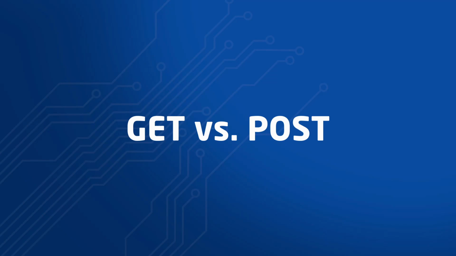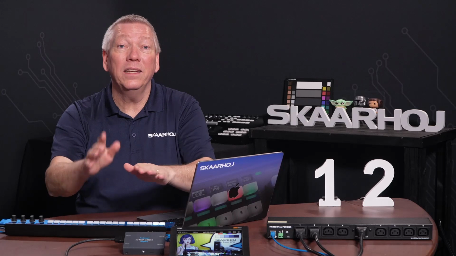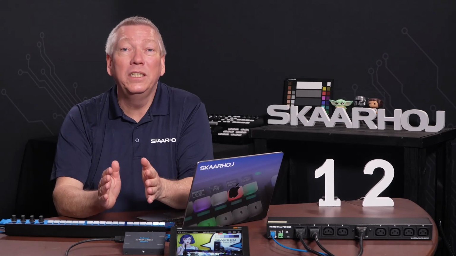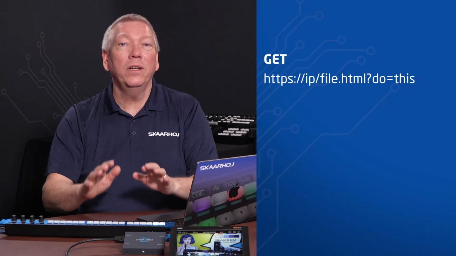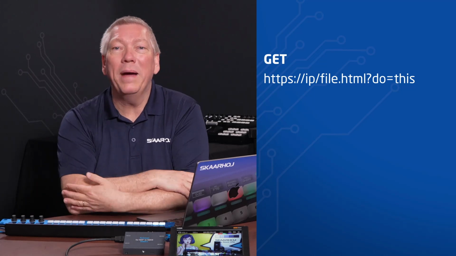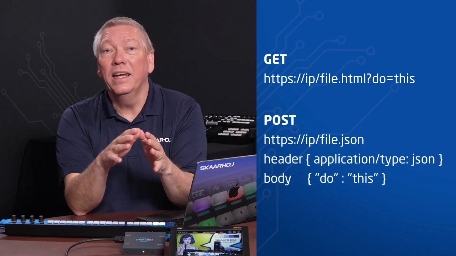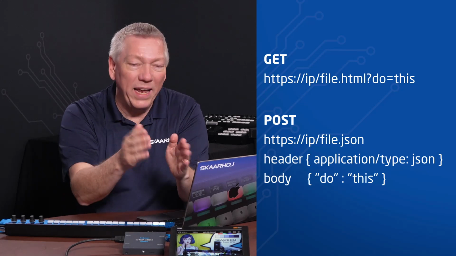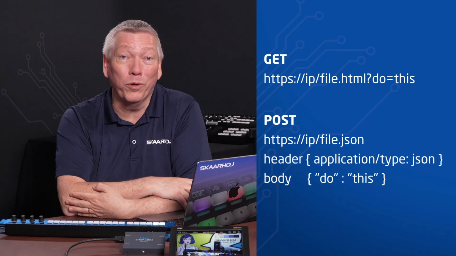Get versus post. For Magewell, the entire command is contained in one single line called a path. In HTTP lingo, this is called get. And here, get actually means sending, not getting. Another way of formatting commands is called post. The difference is that instead of having just one line, the post command is split into header and body sections, and the sections are JSON encoded.